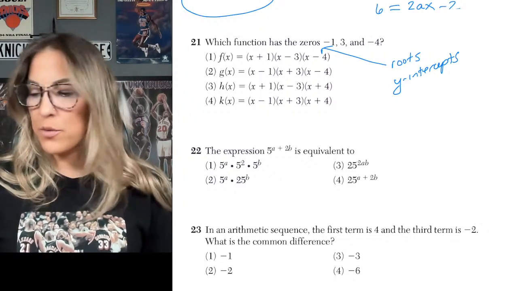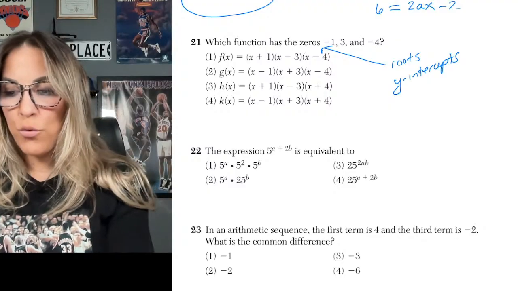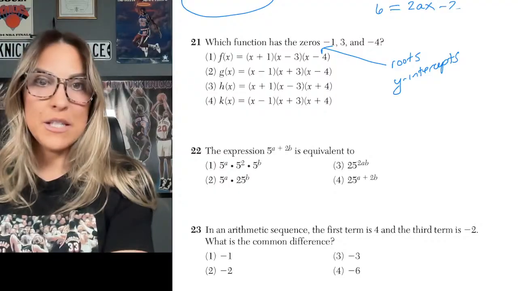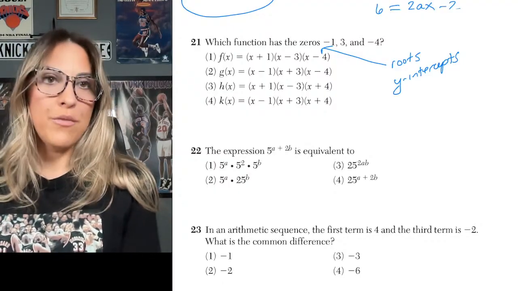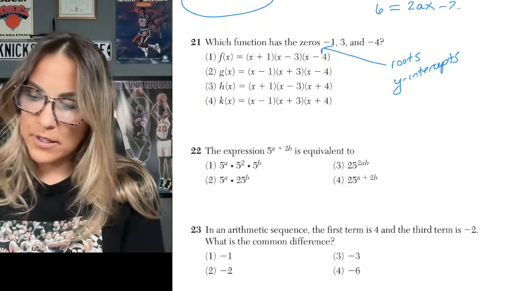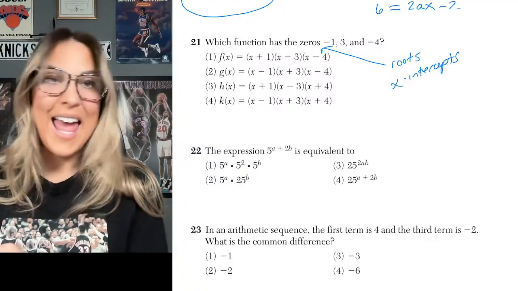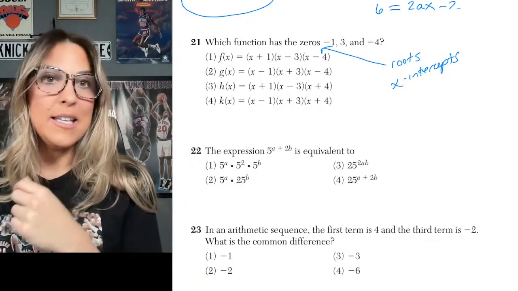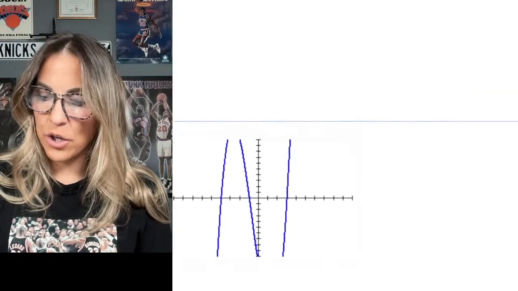I would graph this. So I did take a screenshot of the graph of these to make it a little quicker for us. So if you graphed each of these functions, once you get to the correct one, you're looking for which one of them has, I'm sorry, I just said x-intercepts and I meant y-intercepts. Change that. Which one has x-intercepts at these 3 numbers? So I'm going to scroll down to, here's my screenshot of the correct answer.